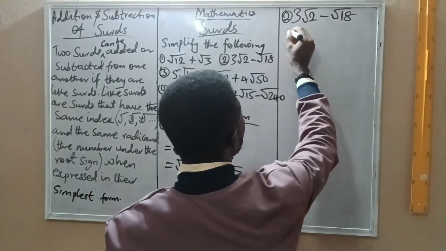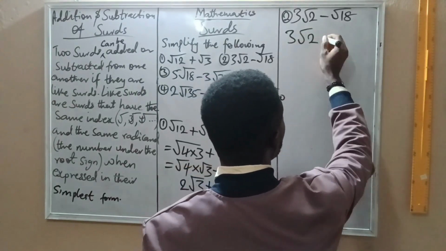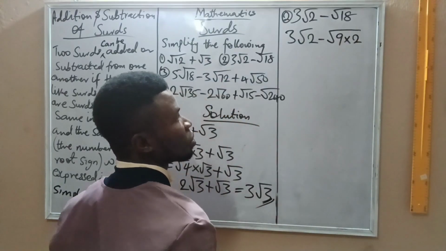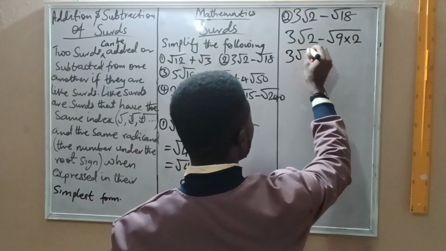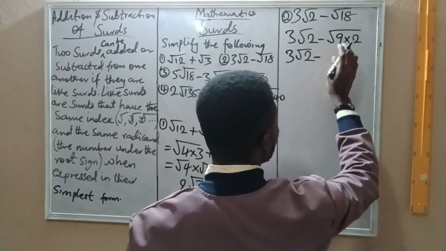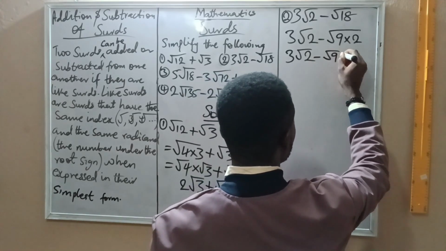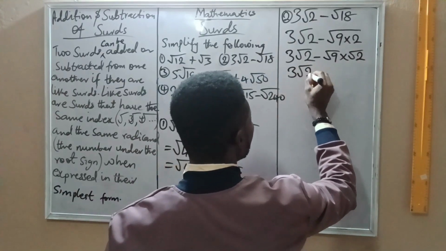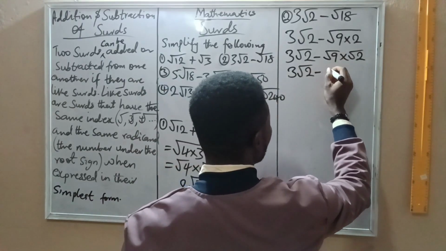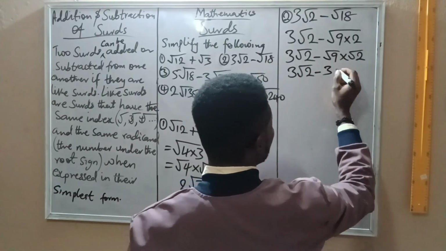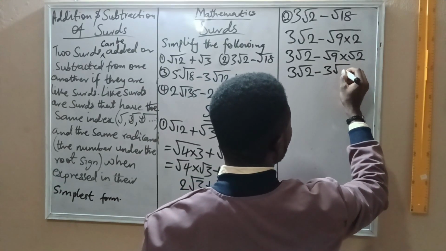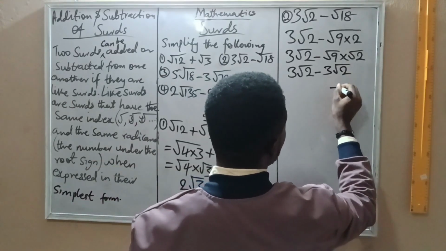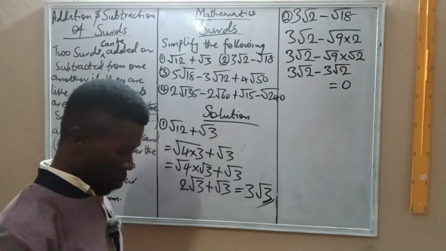So we have 3 surd 2 minus surd 9 times 2. And this is still 3 surd 2 minus surd 9 times surd 2. Which is equal to 3 surd 2 minus, surd 9 is what? 3. Square root of 9 is 3. 3 surd 2. And 3 surd 2 minus 3 surd 2 is equal to what? 0.